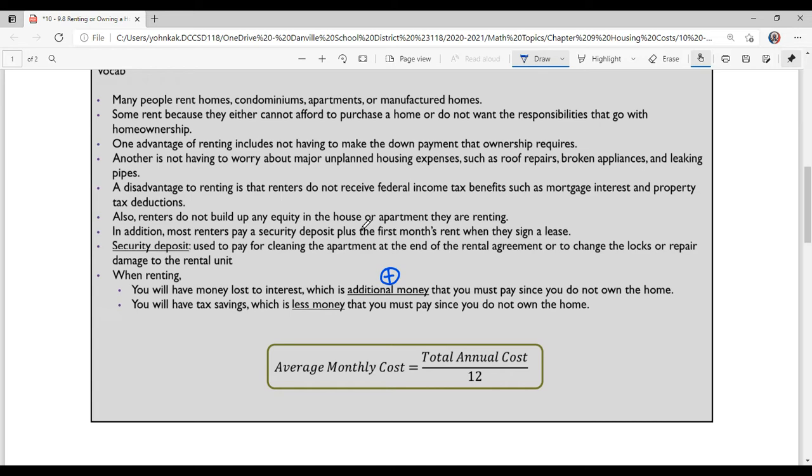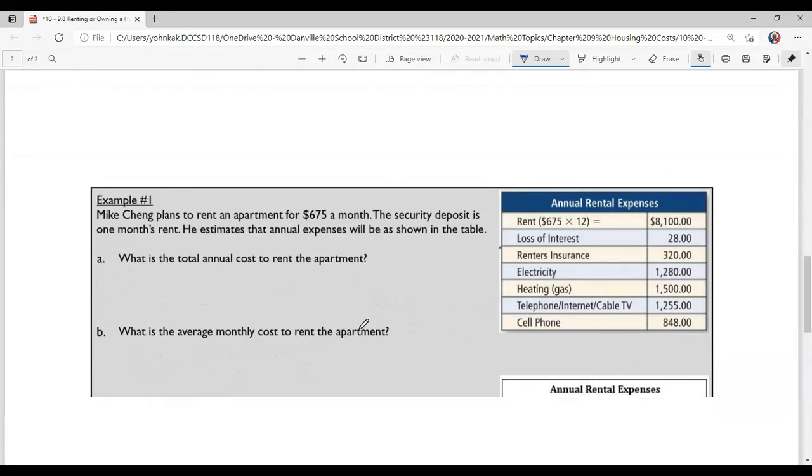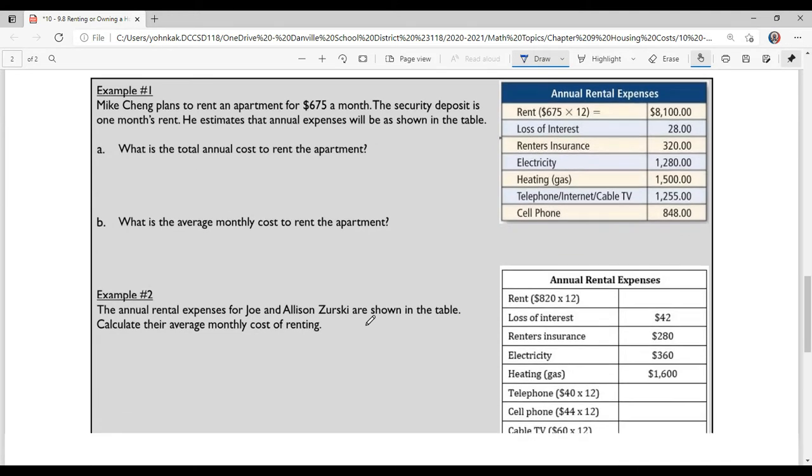When you're renting, you will have tax savings. This is less money that you must pay since you do not own the home. So because you don't have to pay rental taxes, that amount gets taken out of your rent. We are going to find the annual cost for all of these different items for a house. And so if you want to find the monthly cost, just divide by 12 because there are 12 months in the year. So let's take a look at how we can find average monthly cost for some homes.